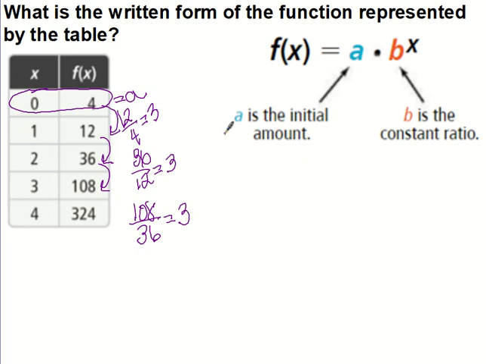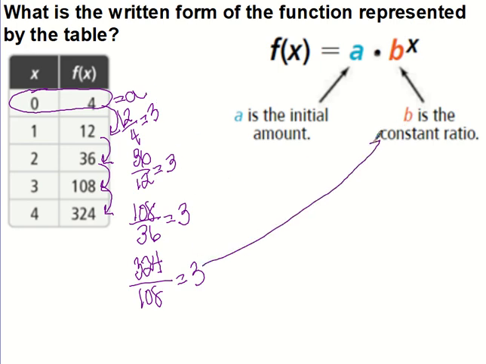Okay, and then technically we should check this consecutive ratio, so 324 over 108, and it will also be 3. So our consecutive ratio is these 3's right here. Okay, that's our consecutive ratio. This is equal to B. It's the same constant ratio happening every single time.